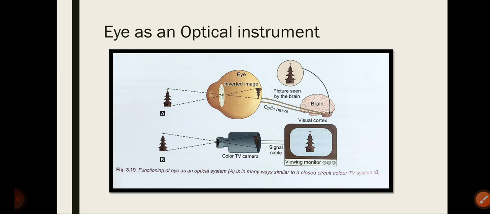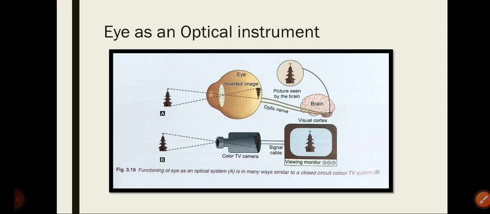The iris acts as a diaphragm which regulates the size of the aperture of the pupil, and therefore the amount of light entering the eye. The choroid helps in forming the darkened interior of the eye. The retina acts as a light-sensitive plate or film on which the image is formed.